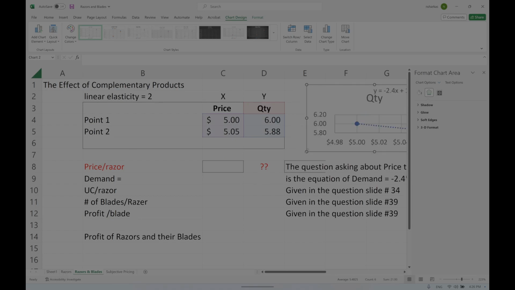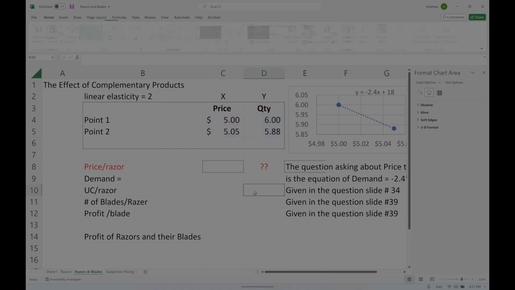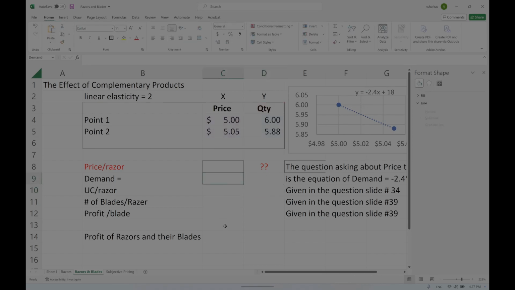All right, we have this done too. So now I am ready to actually, and I also wrote here all the things given to me. I have the price of a razor. I would like to find it. I need the demand. I have it now. It's in terms of a function.